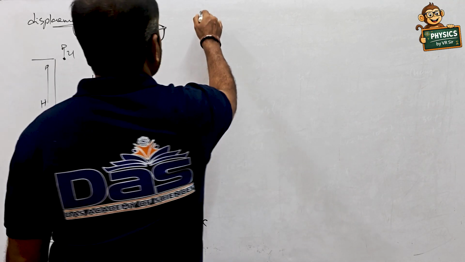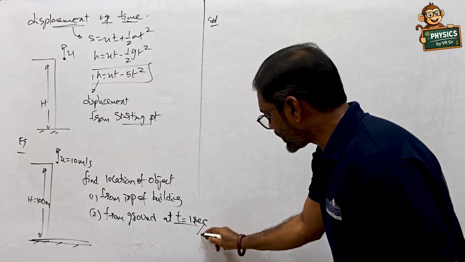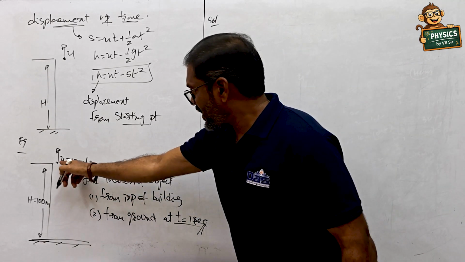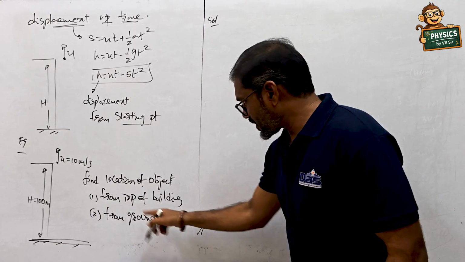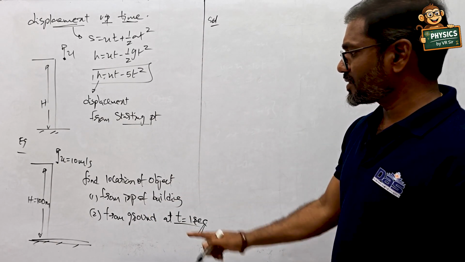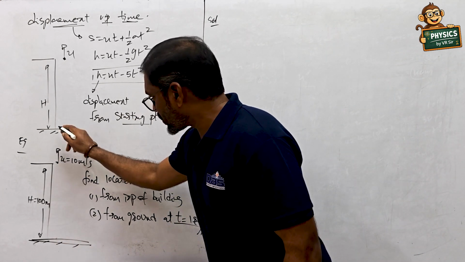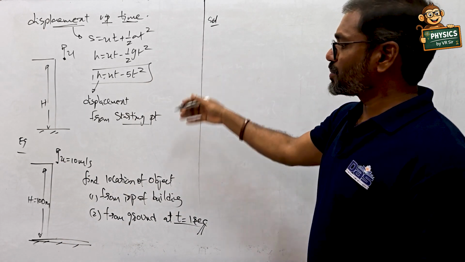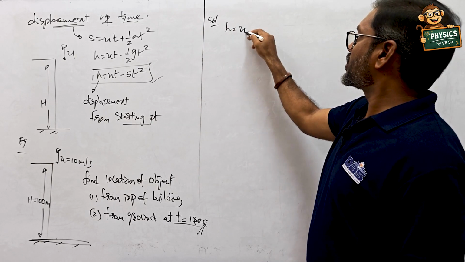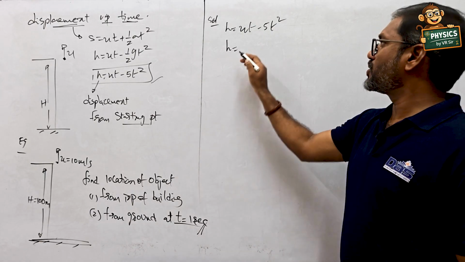After that, some other model also we can do. Now, at t equivalent to 1 second, find the location of the object from the top of the building and from the ground itself. What is the height of the building given? It's 100 meters. So from the ground means from here, what is the location of the object? First, let me take a displacement of the object in 1 second. So use this formula, h is equivalent to ut minus 5t square.